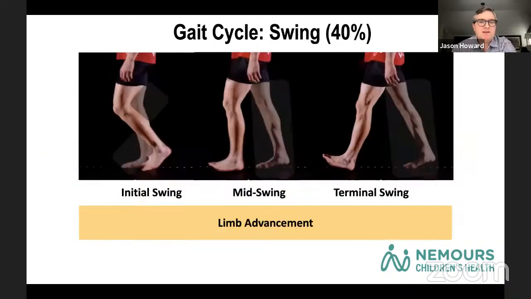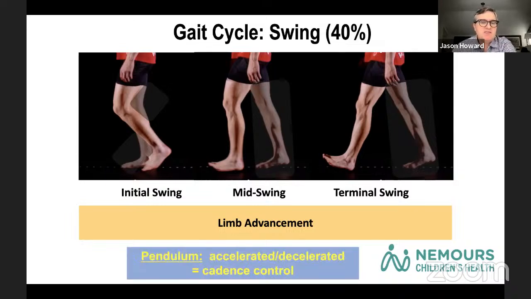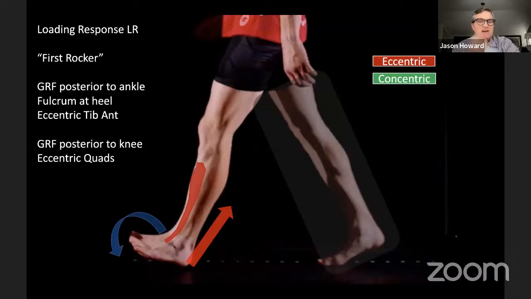But it's also important that you're able to clear the foot during swing. So you've got initial swing where you got your push off, then your mid swing where you've got a dorsiflexed ankle and getting ready for initial contact at terminal swing to get that heel strike. And this is where your limb is advanced. And you can think of that limb as a pendulum where you've got acceleration and deceleration of that swinging limb, which controls your cadence.